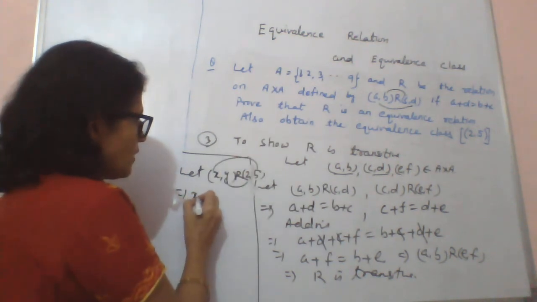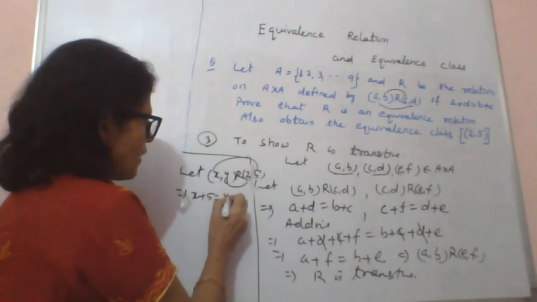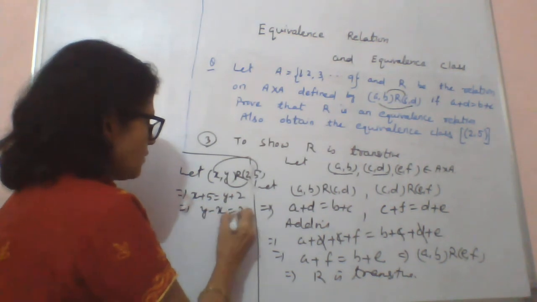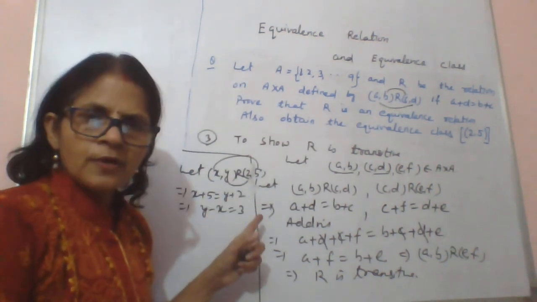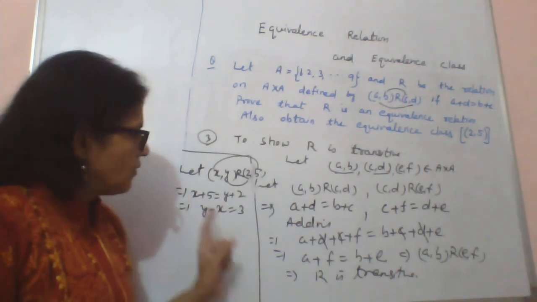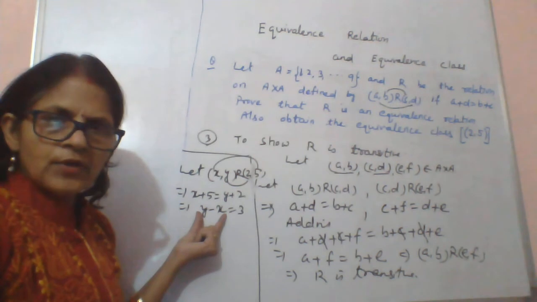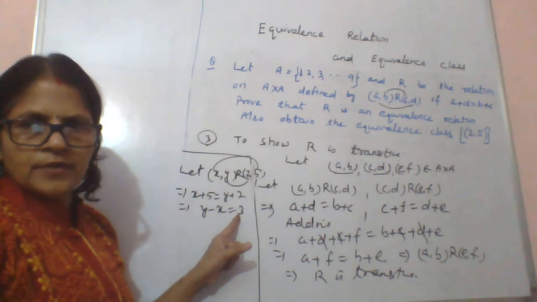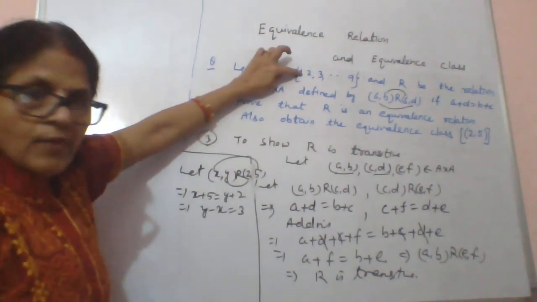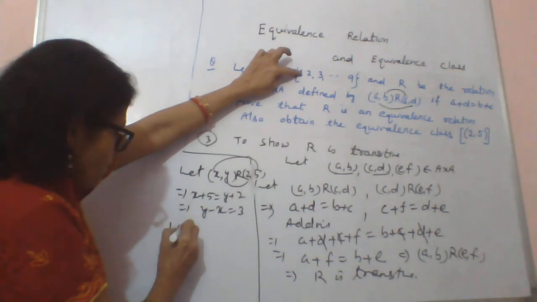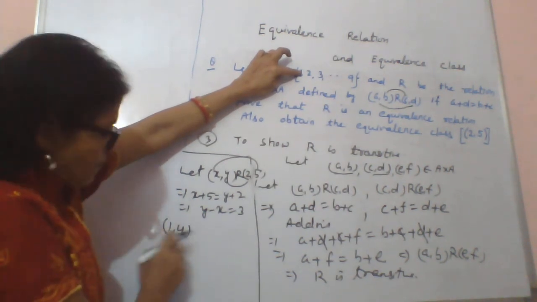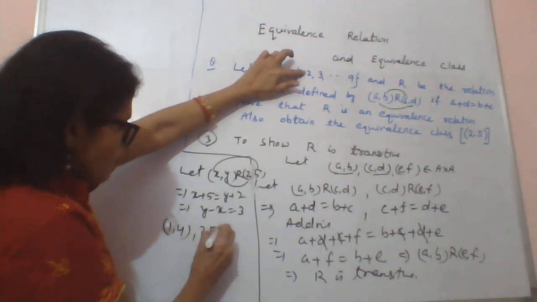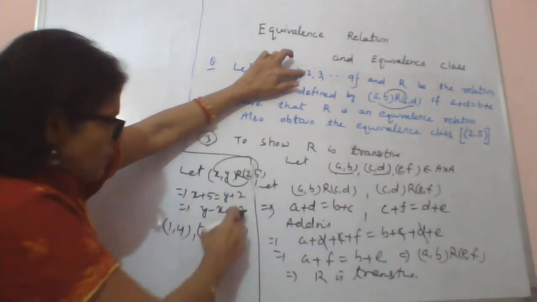So it means X plus 5 equals Y plus 2, which means Y minus X equals 3. So to search for the ordered pairs which are related to (2, 5), what can we do? The difference between Y and X, second component minus first component, should be equal to 3. So to start with, (1, 4) can be taken, 4 minus 1. Okay, then if we write 2 here, it would be 5, meaning 5 minus 2 is 3.